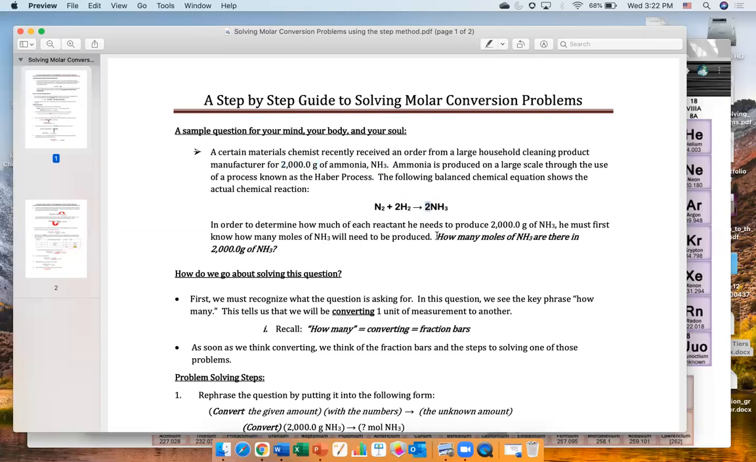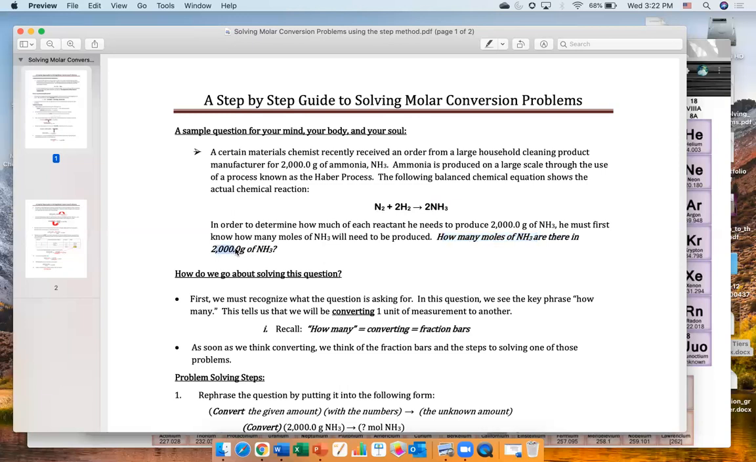So what needs to happen here is this. This is the question: How many moles of NH3 are there in 2,000 grams of NH3? So I need 2,000 grams of ammonia. My recipe tells me that this amount of nitrogen and hydrogen will produce 2 moles of ammonia. How many moles then is this?